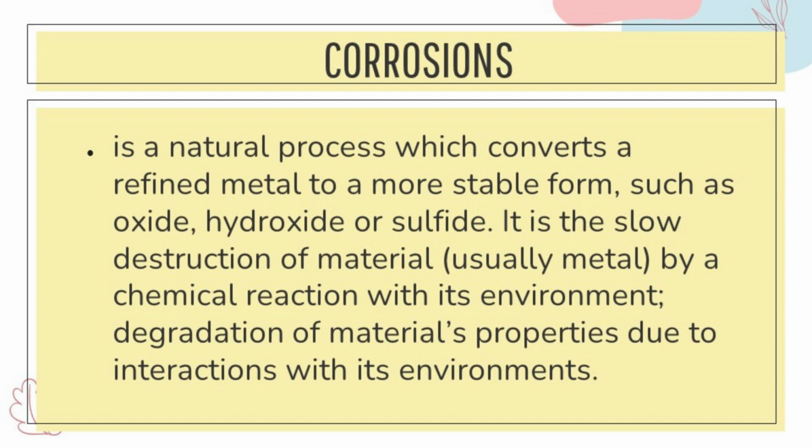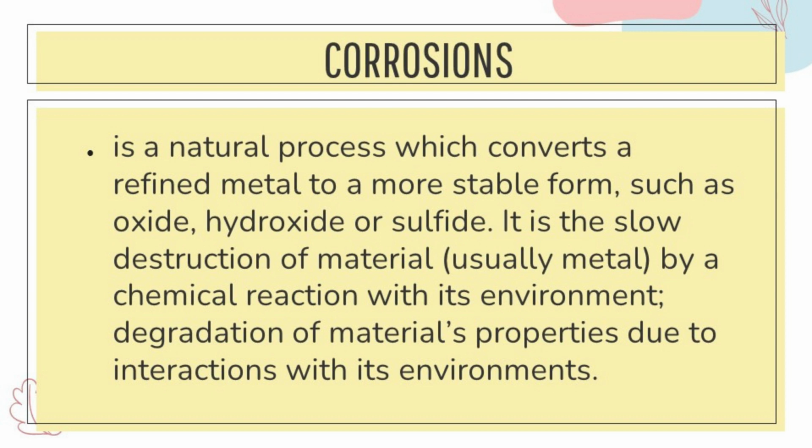So kapag meron naman tayong water molecules, we're gonna be having an aluminum hydroxide. And if we're gonna be having a sulfur-rich type of environment, kapag in-expose natin the aluminum, we're gonna be having an aluminum sulfide. Okay, so simply, the process of corrosion is the degradation of materials' properties due to interaction with its environment. Okay, so how can we prevent the process of corrosion?